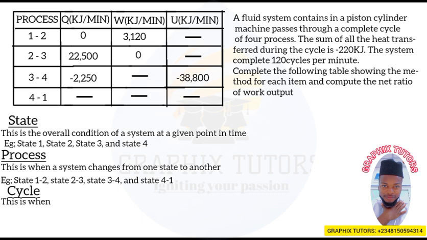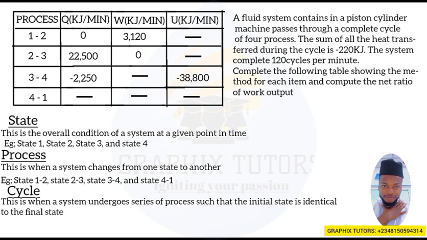We know that a cycle is when the system undergoes a series of processes such that the initial point is equivalent to the final point. Now, we have another item here, which is Q. The Q here is used to denote the heat. And we know heat is a form of energy that flows as a result of temperature difference. So between process 1 to 2, the heat is 0. So there's no heat input or heat output at this particular point.